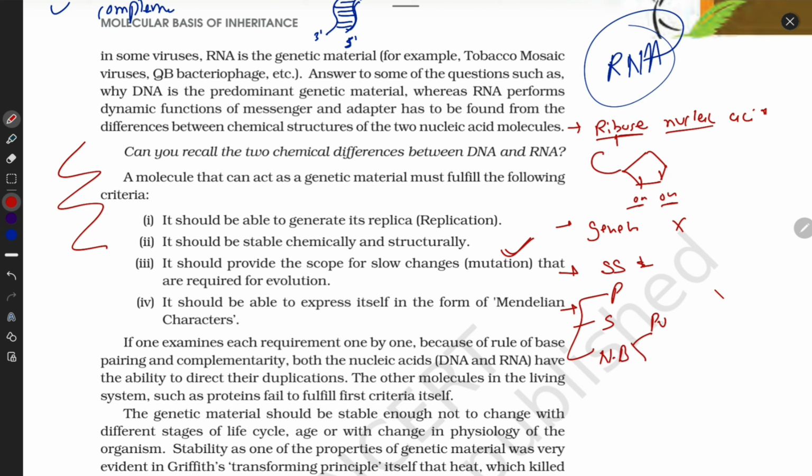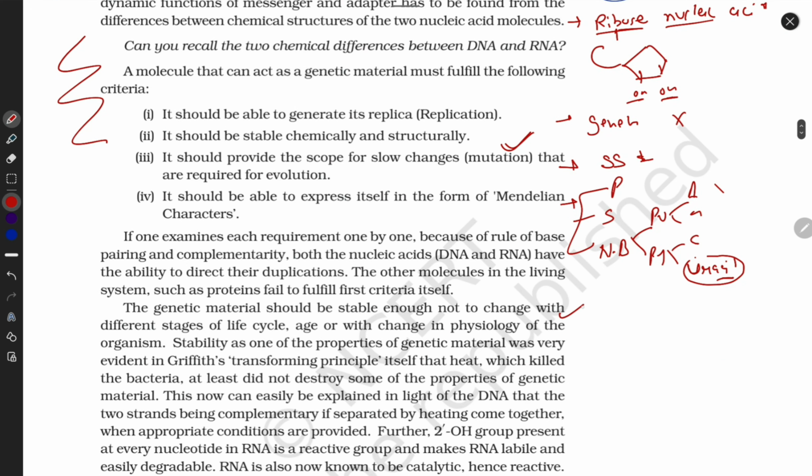Now the nitrogen bases are purine and pyrimidine. Purines are A and G. Pyrimidine is C, but in place of thymine, uracil is present. In the case of DNA, thymine is present, but in the case of RNA, uracil is present. Now, RNA takes part in translation, because DNA replicates and makes multiple copies, but RNA can't make multiple copies. You have to write this down.